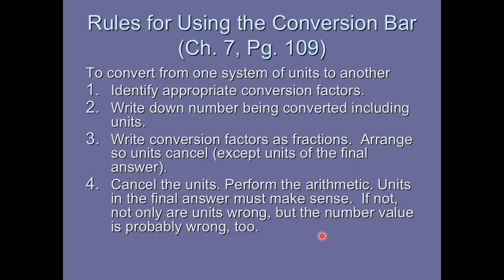Now to convert between units, we identify the appropriate conversion factor, because we just want to know where we are going from and to. Then we write down the number being converted, including its units, and we write the conversion factor as a fraction and multiply so that some units get cancelled.